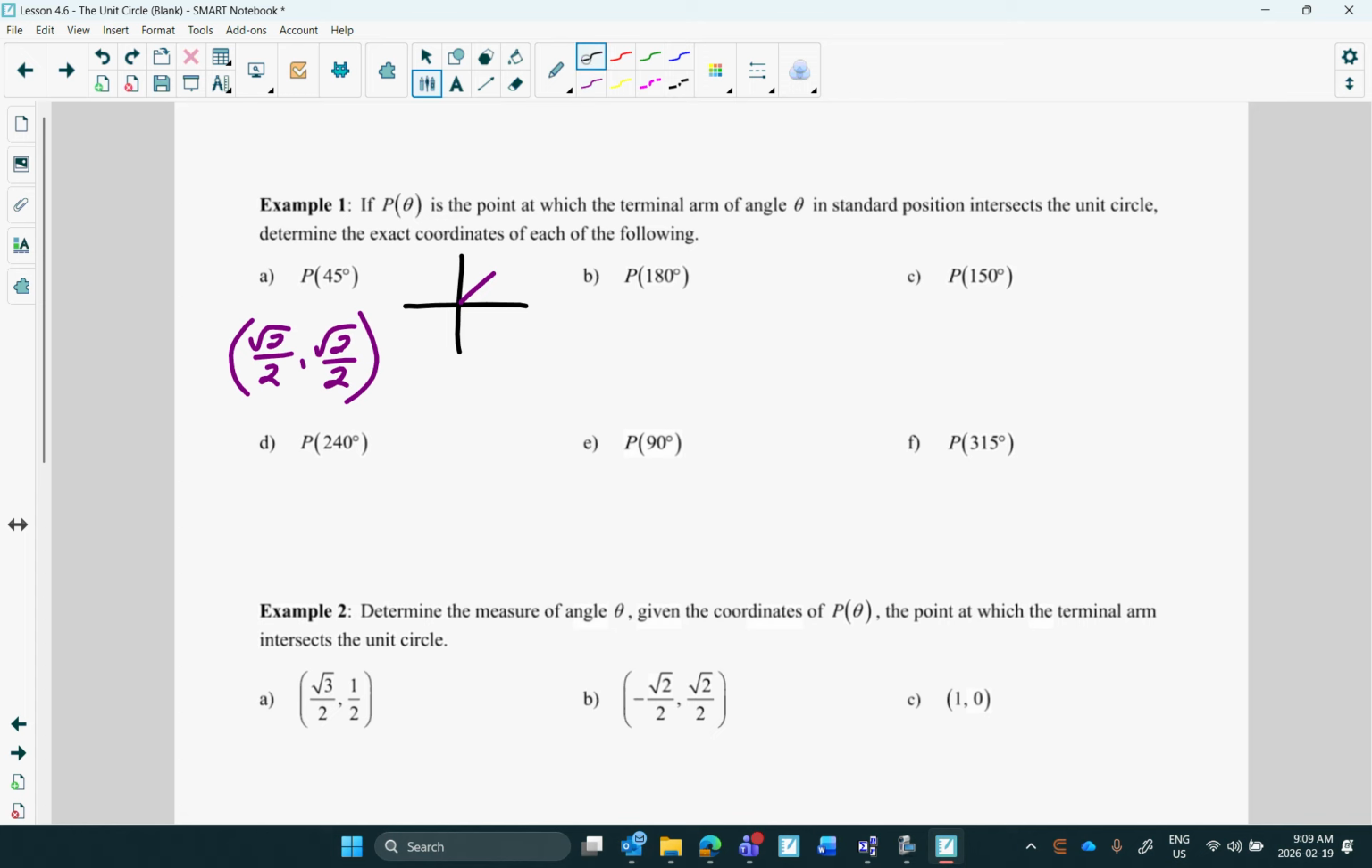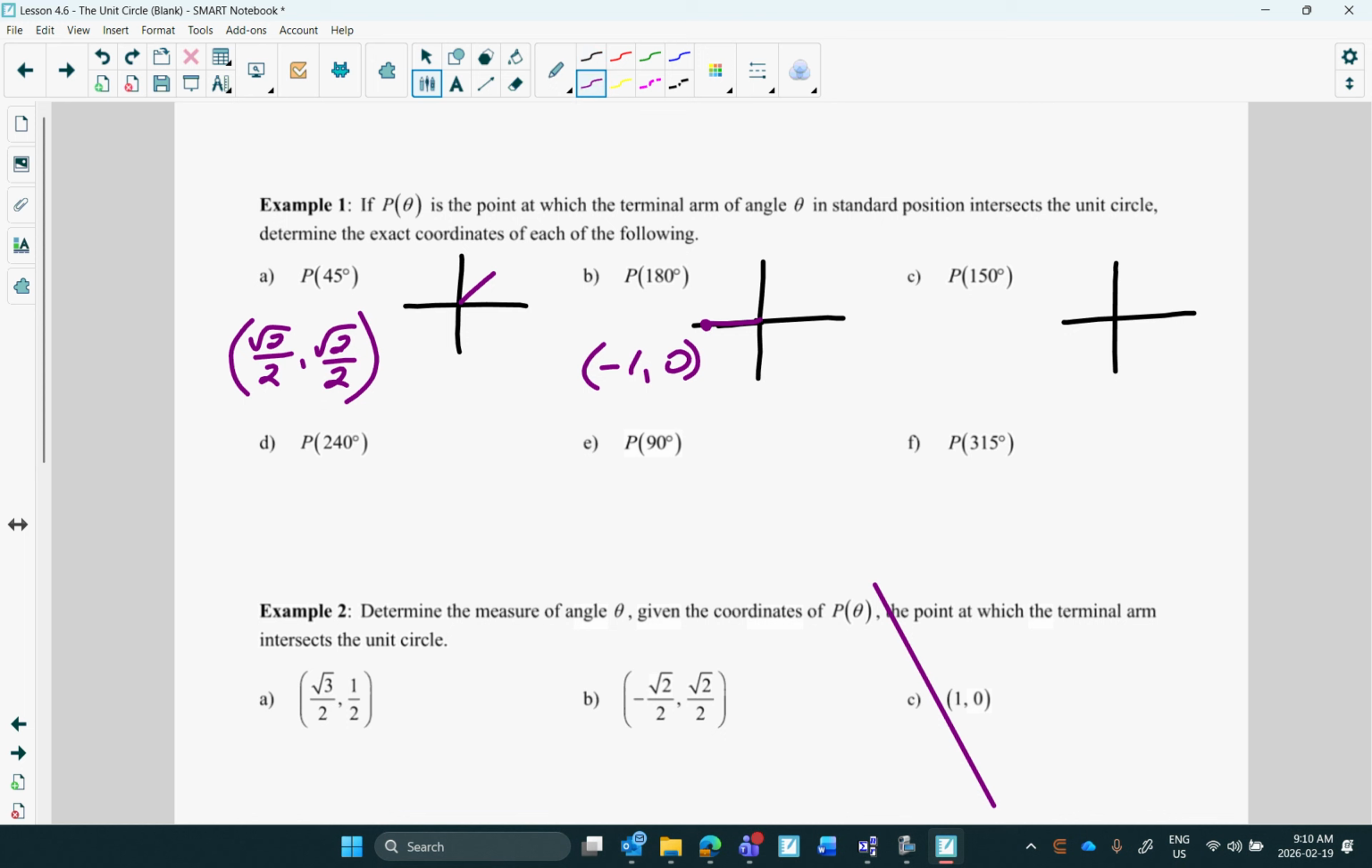Again, 180. I'm thinking, okay, 180 goes there. So what's that point at 180? Well, isn't this a length of 1, but because it's to the left, it's negative? So what would this coordinate be? -1, comma 0. Get a little bit more challenging.